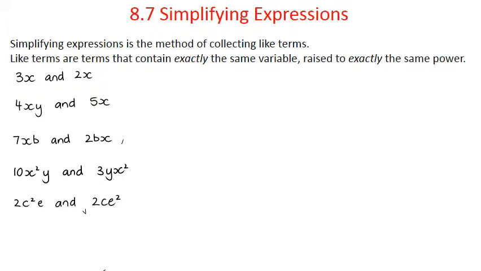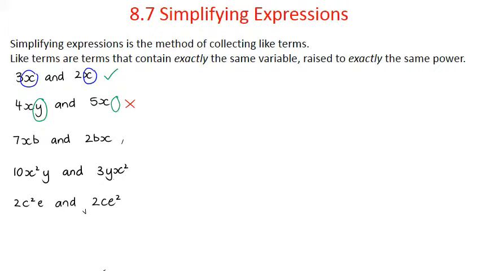Okay, so the very first one, 3x and 2x. Well, they have the exact same letter raised to the same power, so therefore, yes, they are like terms. Now, the next one, 4xy and 5x. What you see is this one has a y and this one doesn't. So no, not like terms. They both have to have xy and xy to make them like terms.